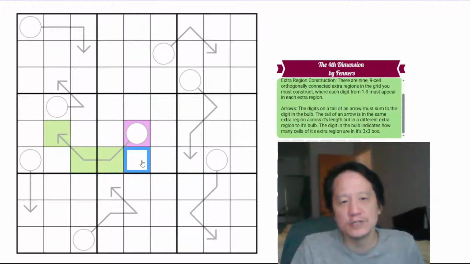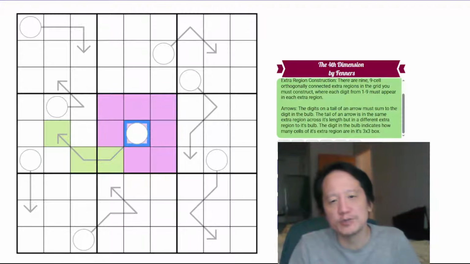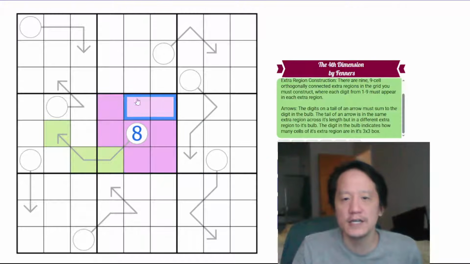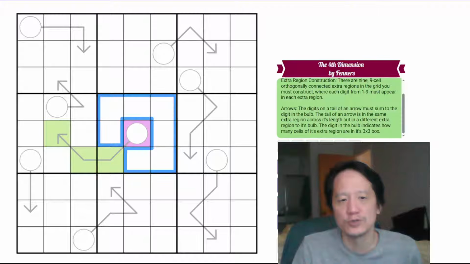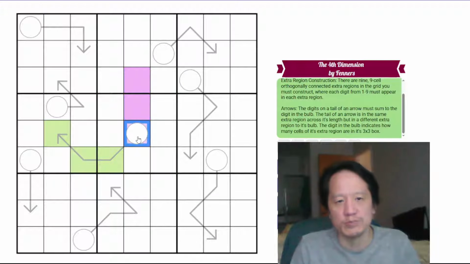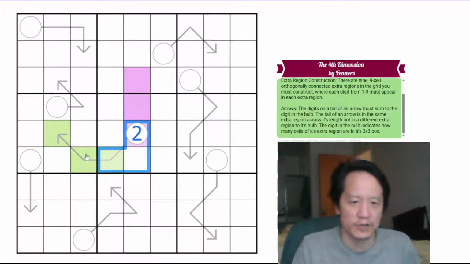Okay, so say the rest of this 3x3 box, box 5, were all pink. Then this would have to be 8, right? Because there are 8 pink cells in this cell's 3x3 box, or the circle's 3x3 box. If, say, though, you had, I don't know, only these 2 cells, then this would be 2. But obviously that doesn't work because it's 2.